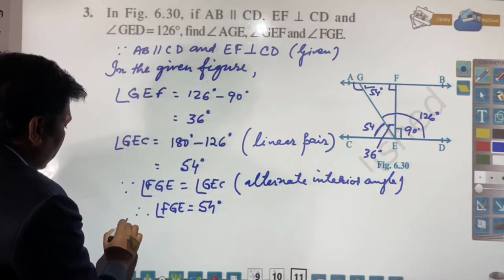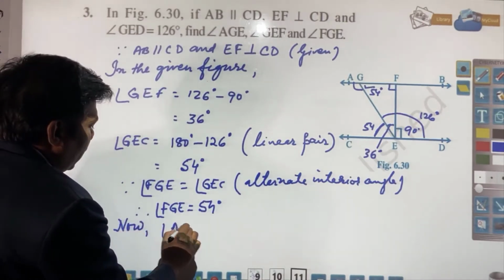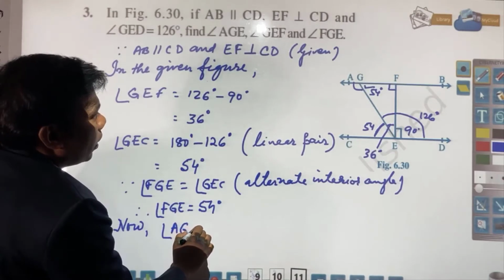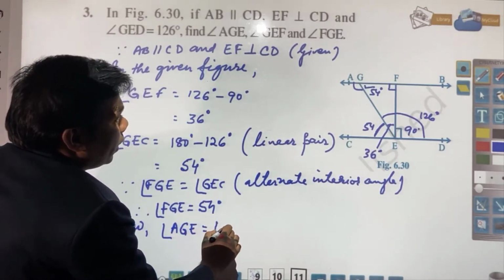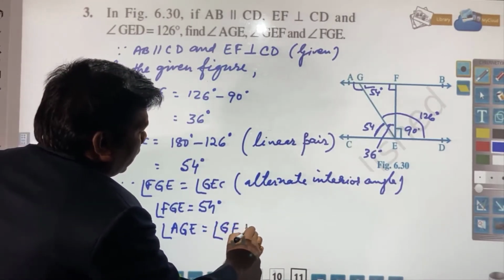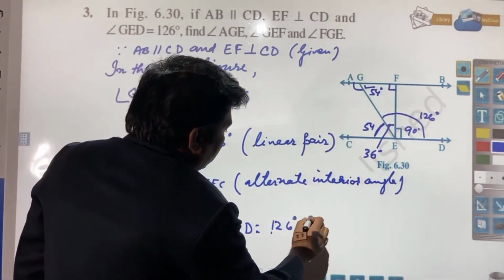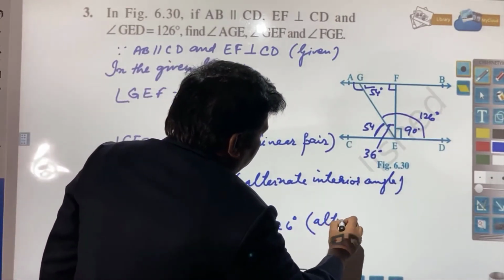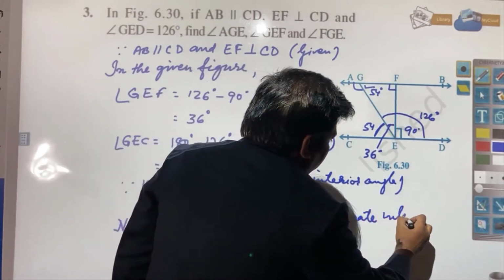Now here we will write angle AGE is equal to angle GED, and that is equal to 126 degree, and that is alternate interior angle.